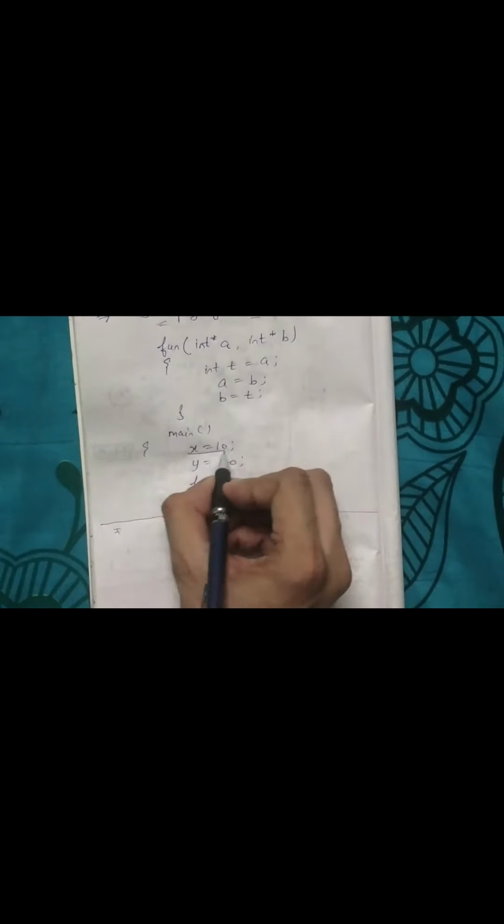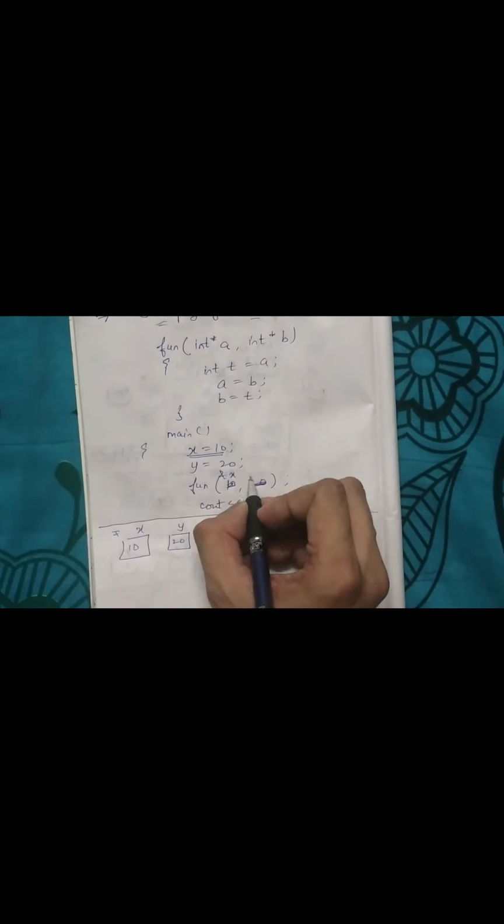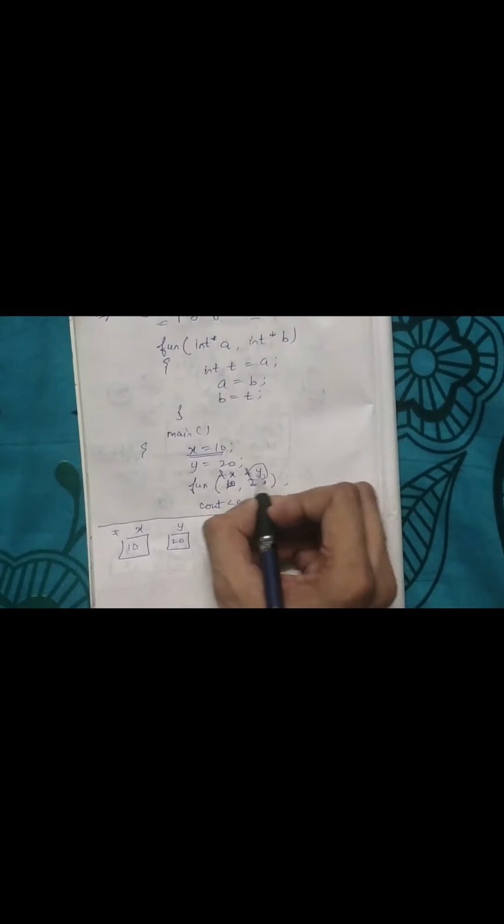So many of you might have seen this example. Let me show you how it works. In this, x has 10 and y has 20. It is written this way because I have to pass the addresses of these.